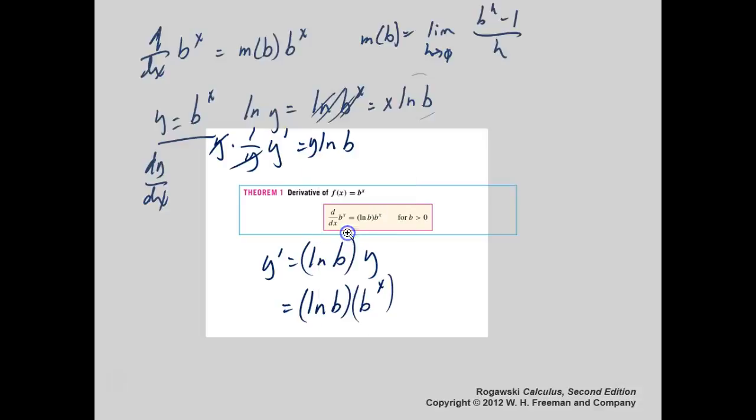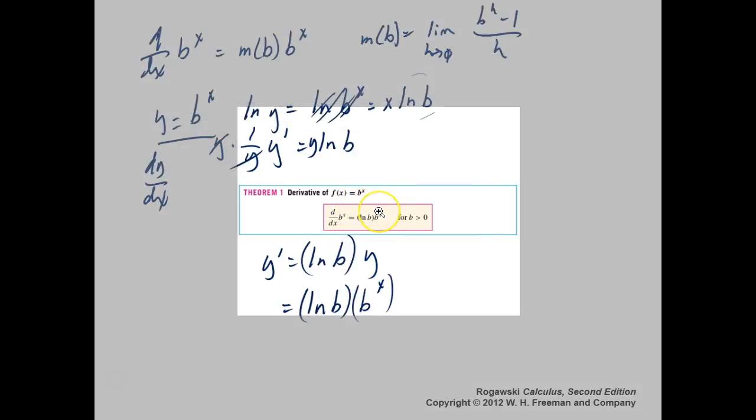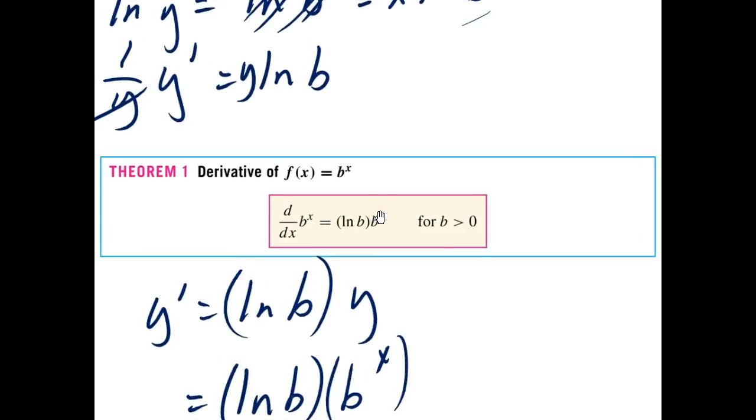The derivative of an exponential function, f of x is equal to b to the x, is going to be the log of the base times b to the x. So it looks in one sense a lot like your exponential function, right? It is an exponential function. The derivative of e to the x would just be e to the x. So that part stays almost the same. The only difference is e to the x doesn't have a coefficient in front of it.